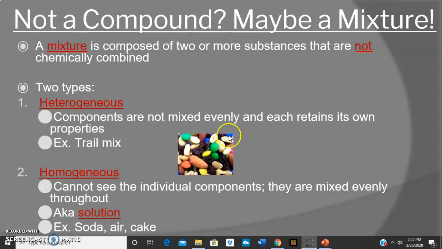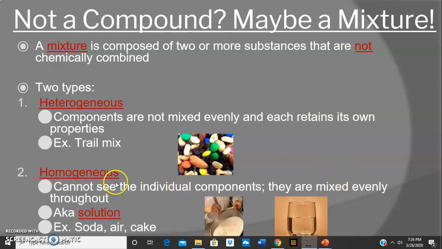Right? So here's my heterogeneous mixture, with my trail mix. You can see the M&Ms and the almonds and the peanuts are all mixed together, but they're still retaining their own properties. The M&Ms are still M&Ms, the almonds are still almonds, the raisins are still raisins. To contrast, when we have a homogeneous mixture, you can't see the individual components. They're mixed evenly throughout. On the right, we have what looks like maybe a flat soda. You can't tell apart all the different things which make up the soda. Or if we look at this batter on the left, when you mix your batter really well, it all looks the same throughout. So it's a homogeneous mixture.